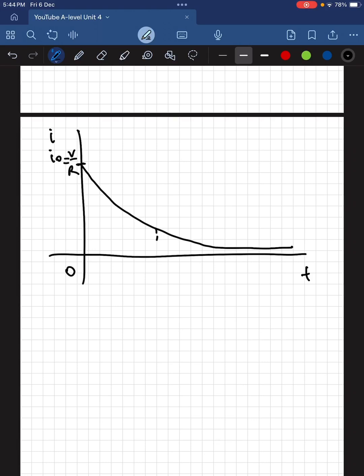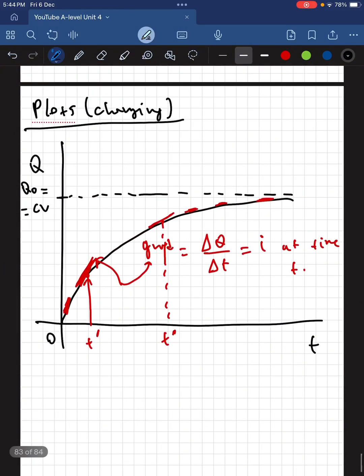At time equal to tau, we get 0.37 I naught. And by the way, at time equal to tau on this curve, so let's call this tau, we get 0.63 Q naught.